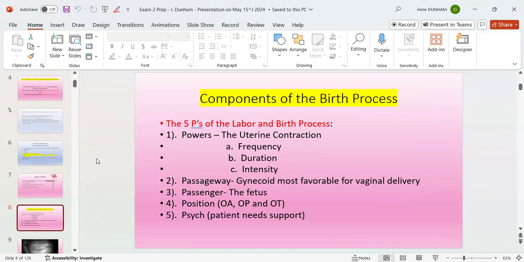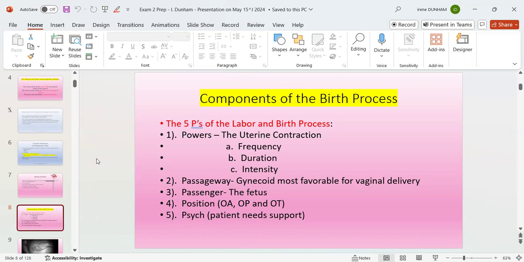A lot of you might have read the 4 P's of the labor and birth process. But as L&D nurses, we put the powers in that number 4 position. The main thing you want to learn here is the powers, which are what? Those uterine contractions, right? The uterus needs to contract. And remember, the uterus is made up of 3 different muscle fibers. So when it contracts, guys, it is powerful.